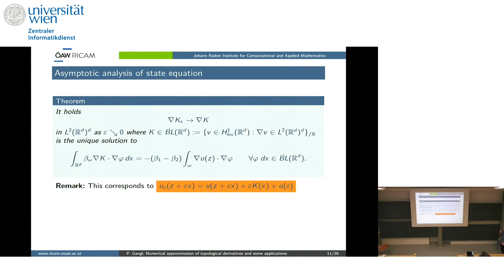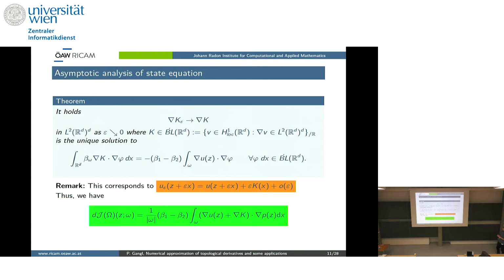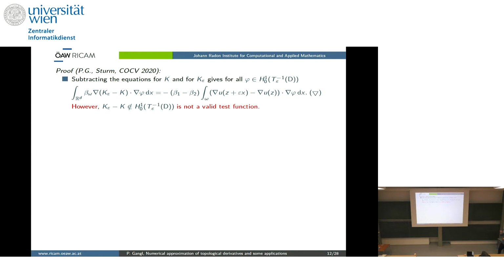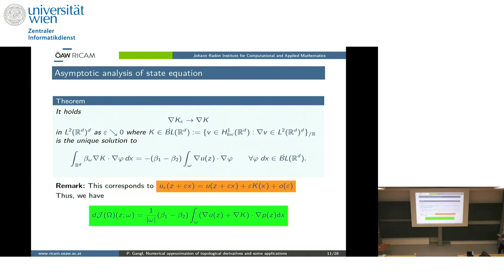Okay, yeah, so this is actually the main part in computing topological derivatives for PDE-constrained topology optimization problems. You have to show such a convergence result. If you have such a result, then you're basically almost done. You can state that the topological derivative is given like this. I can briefly show one way to prove such a convergence result.